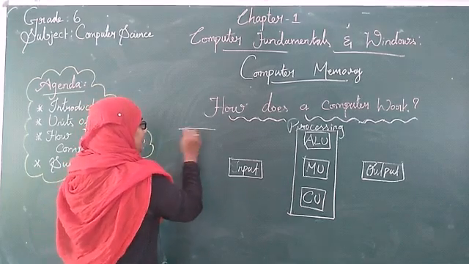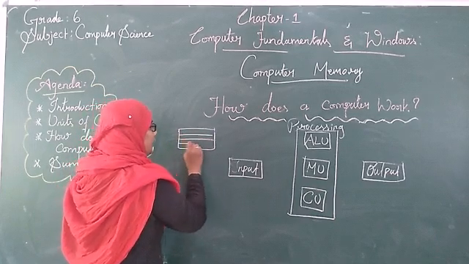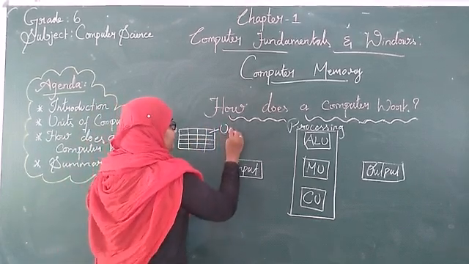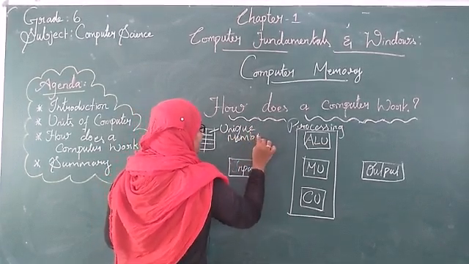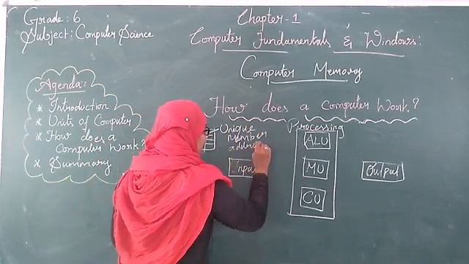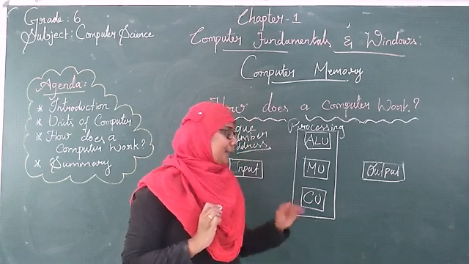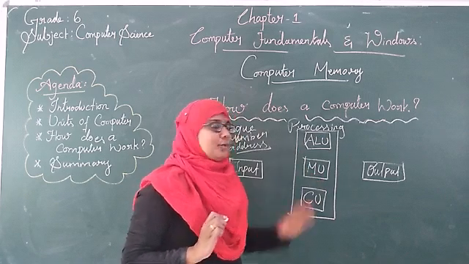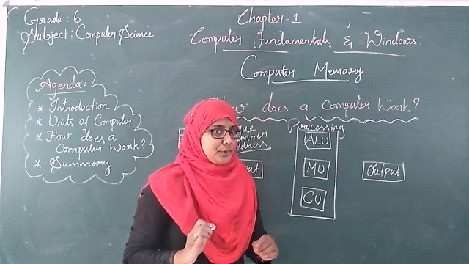For better understanding, this is the memory unit. For storing the data, it will be divided into many locations. Each location has a unique number. That unique number is called an address. Got it? Okay. The next one is the control unit. This unit controls and coordinates all other units of the computer as well as all other devices of the computer.